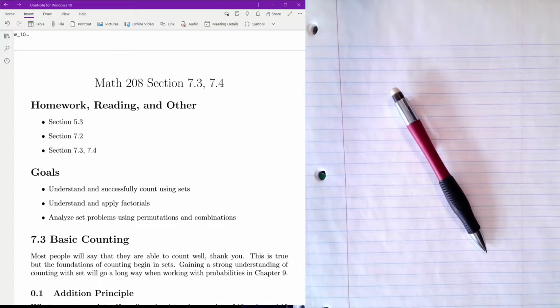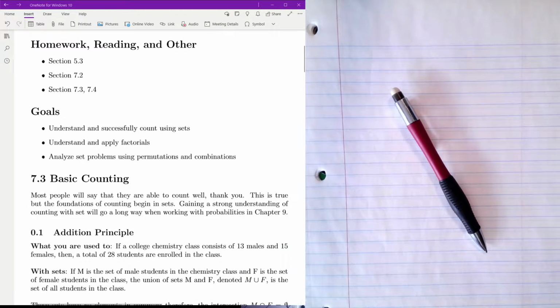This is going to be a two-part lecture. Part one will be 7.3, and part two will be 7.4. The goals are pretty straightforward. We want to understand and successfully use sets, and the reason for using sets is going into probability. Sets are basic to understanding how to work with probability.